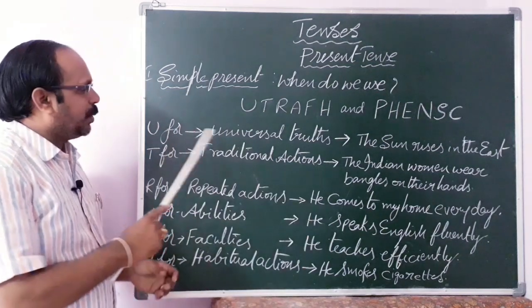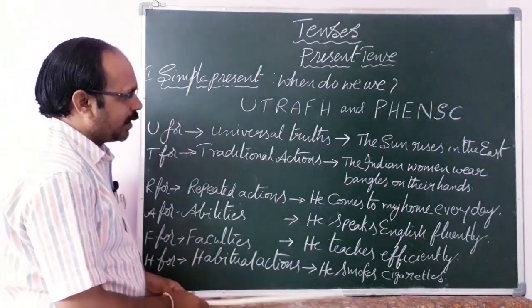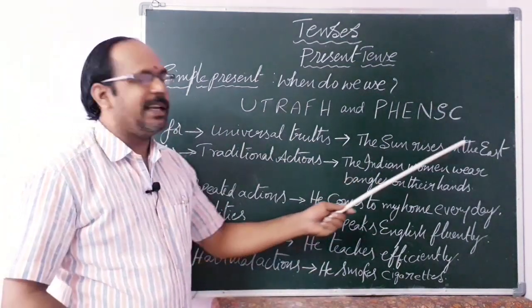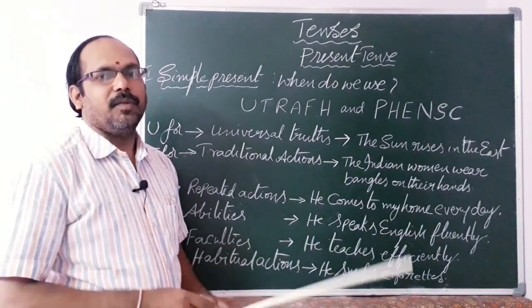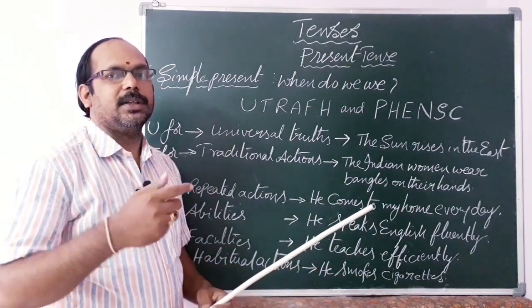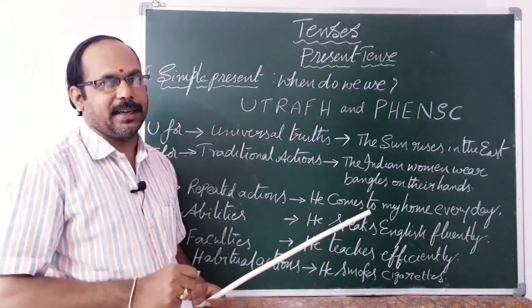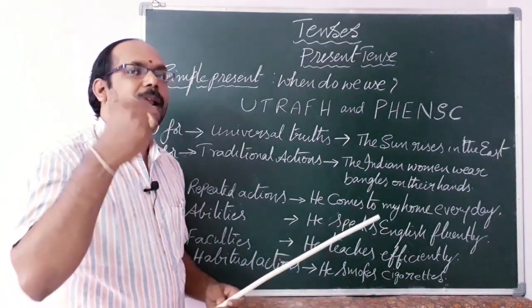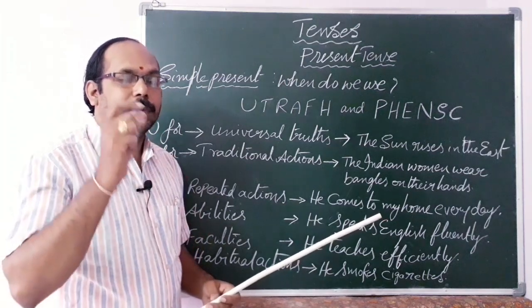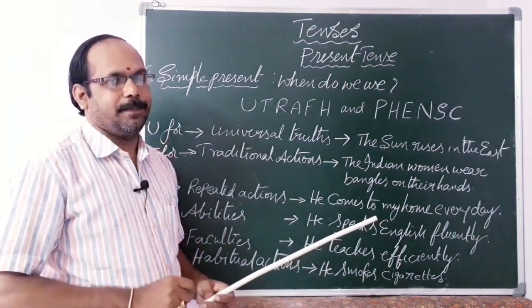U for universal truths. The sun rises in the east. The bird flies in the sky. Birds fly in the sky.